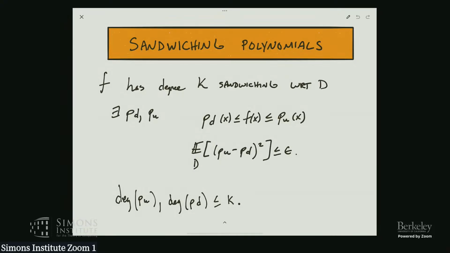Okay, so sandwiching polynomials. These turn out to be very interesting and important. Imagine f again is your halfspace, or some function class that you're trying to learn. Let me define a sandwiching polynomial. We say that f has a degree k sandwiching polynomial if there exist polynomials p_up and p_down that pointwise, for every element in your domain, sandwich the function f. Furthermore, the expectation of (p_up minus p_down) squared is at most epsilon, and the degrees of these polynomials are at most k. That's what it means for a function to have a degree k sandwiching polynomial.